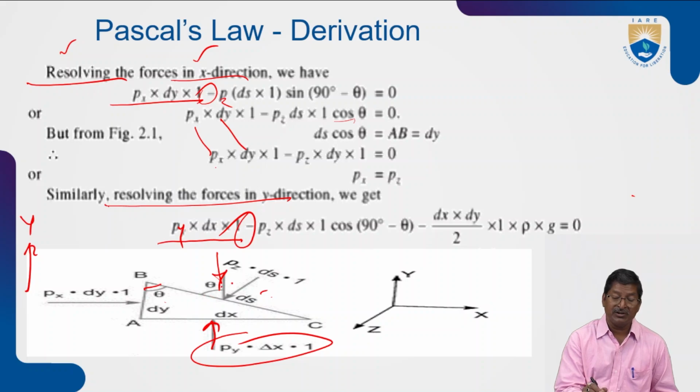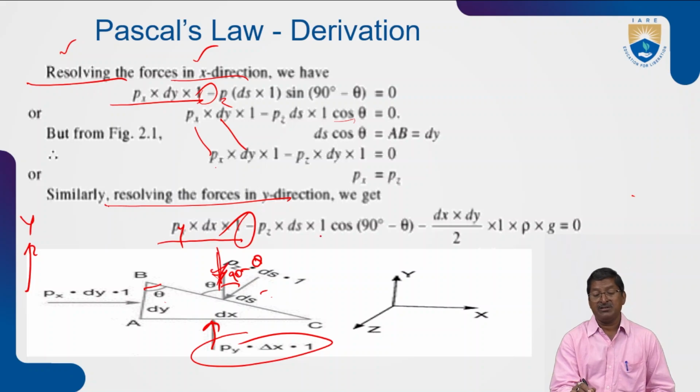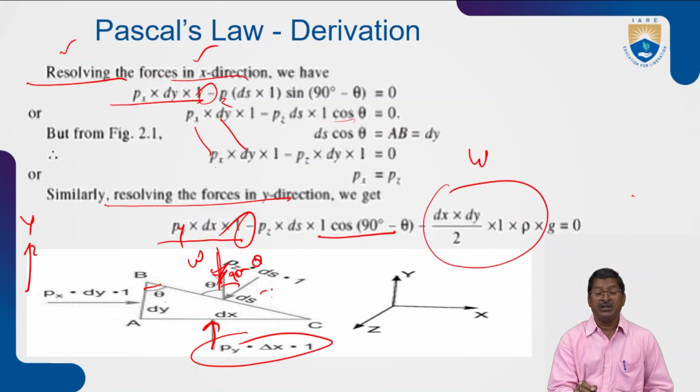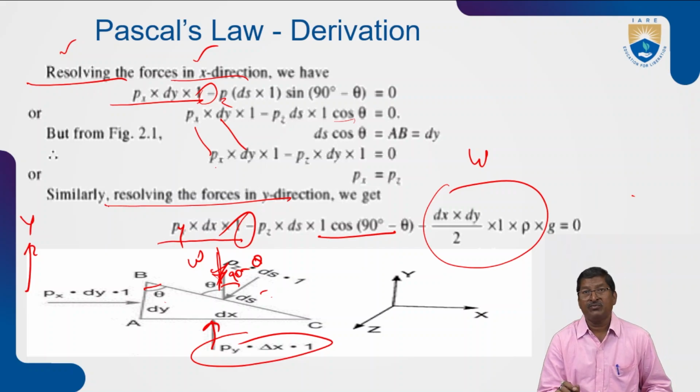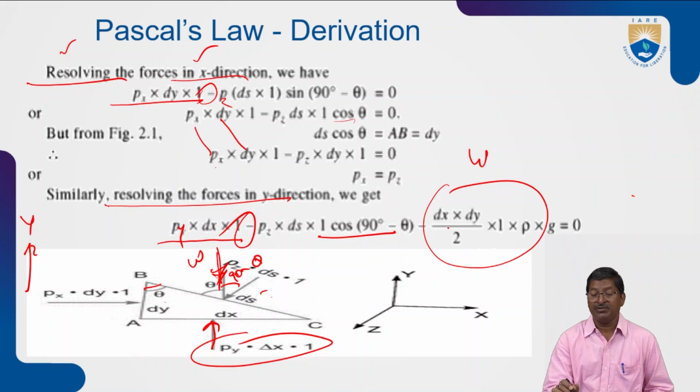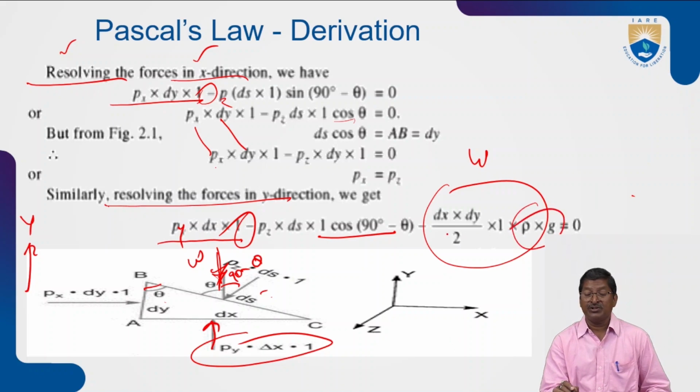So if it is theta, then how much is this? This is 90 minus theta. So if you put cos 90 minus theta, it will become vertical. Here cos 90 minus theta. And in the vertical direction W is also there. So this one is the W. This pressure force Py, the pressure force Pz, and also the weight of the wedge fluid element. So that is equal to dx dy by 2, that means area into 1 into rho into g. So rho g into volume.